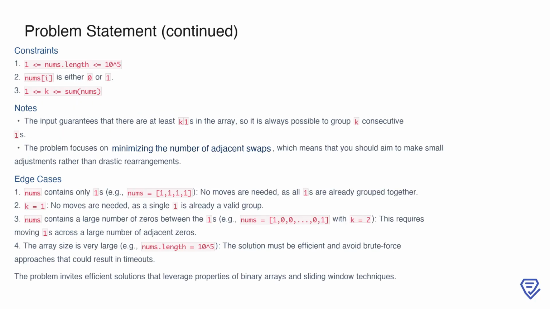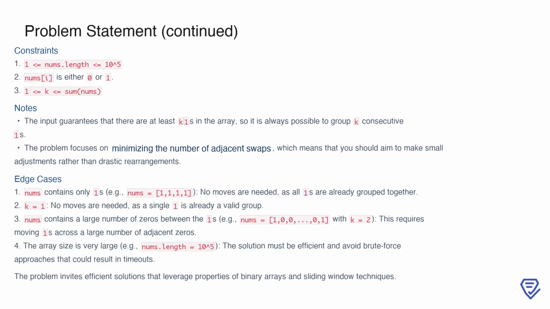To solve this problem effectively, there are a few important constraints and edge cases to keep in mind. First, the length of the array can be as large as 10^5, so the solution must be efficient and avoid brute force methods. The array contains only 0s and 1s, and the value of k is always less than or equal to the total number of 1s in the array, meaning a solution is guaranteed to exist. Special cases include arrays where all elements are 1s, as no moves are needed, or situations where k is 1, since a single 1 is already valid.